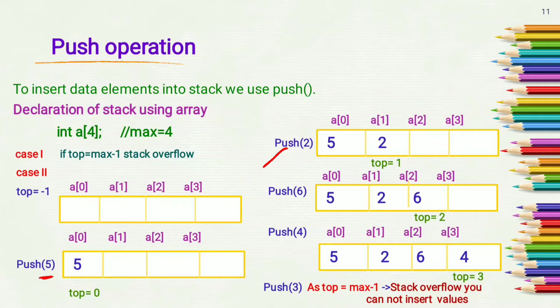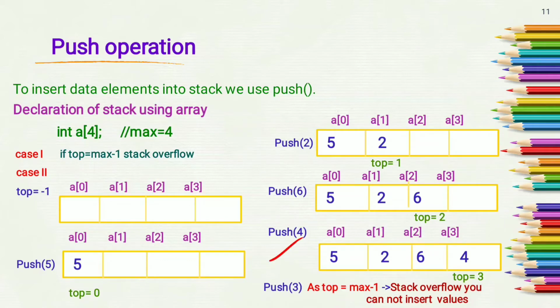Next I want to push 2 into stack. Then step 1 is, is top equal to max -1? No, top is at 0. So next step is increment top by 1, so value of top becomes 1. So at A[top], that means at A[1], we have to store value 2. Next I want to push 6 into stack. Initially we have to check, is top equal to max -1? No, top is equal to 1, which is not equal to 3. So we have to increment the value of top, it becomes 2, and at A[2] we have to store 6.